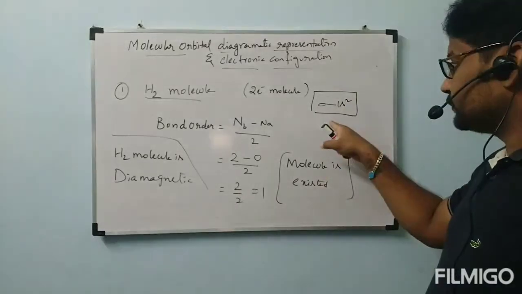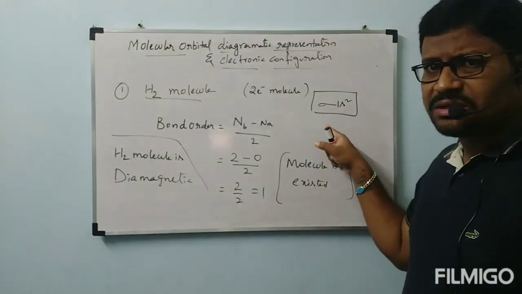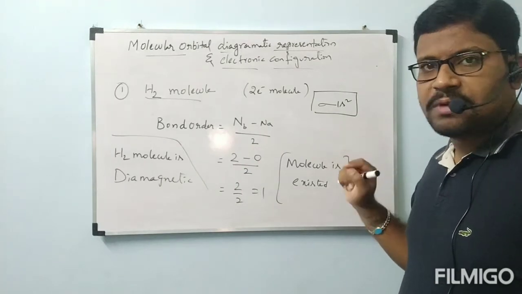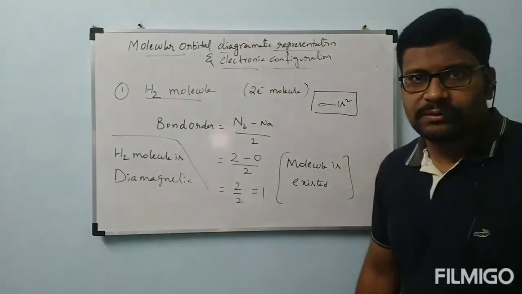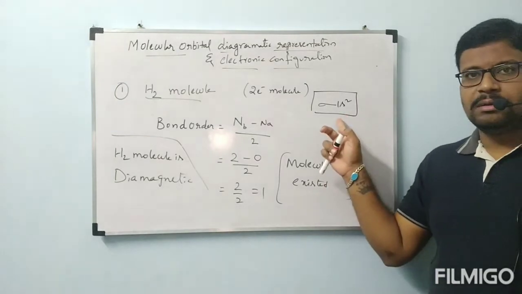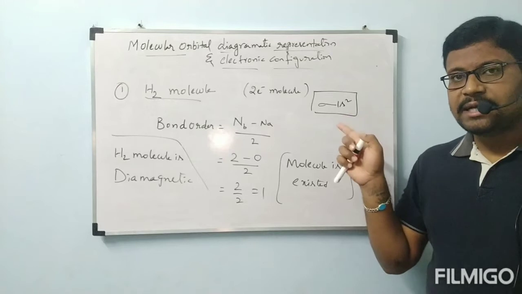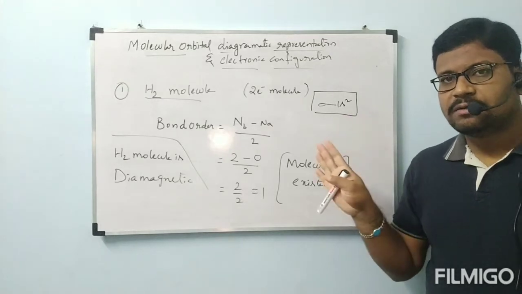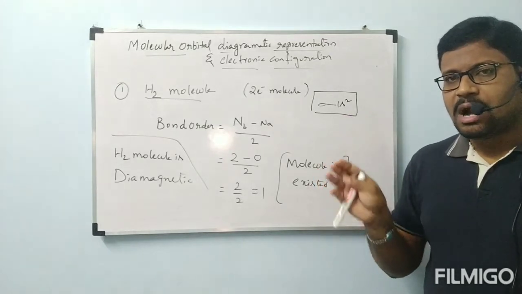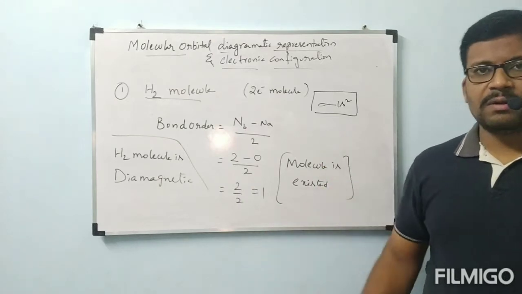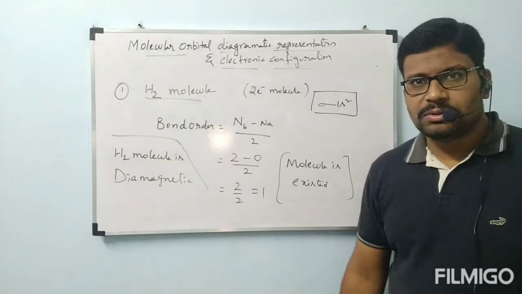What is the molecular orbital electronic configuration of the H2 molecule? That is sigma 1s2, sigma star 1s0. In the anti-bonding molecular orbital, 0 electrons will be there, because the order of electrons filled into molecular orbitals also follows Aufbau rule and Hund's rule.